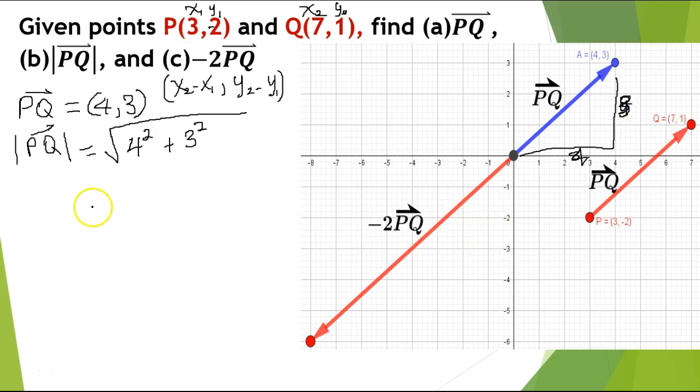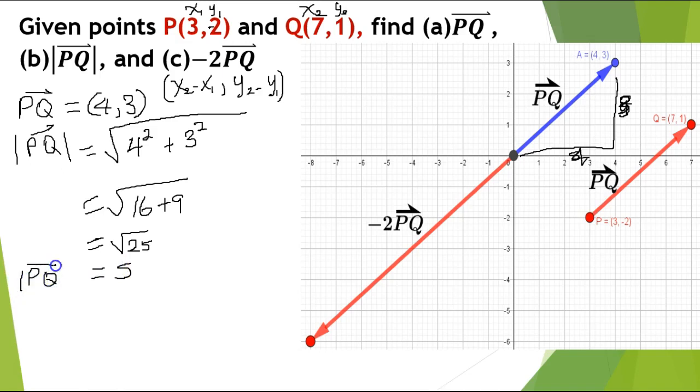All right, so we plug that in and simplify. 4 times 4 is 16, plus 3 times 3 is 9. So 16 plus 9 is 25, and the square root of 25 is 5. So that's the magnitude of this vector. How long is it? It is 5 units.